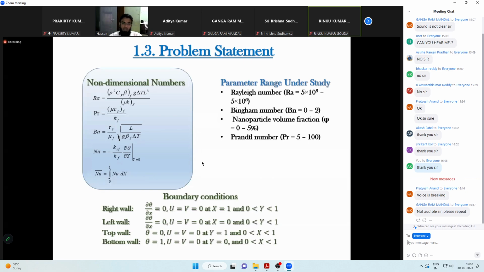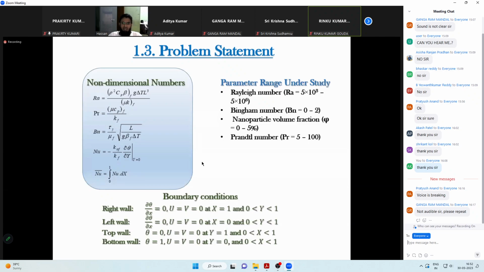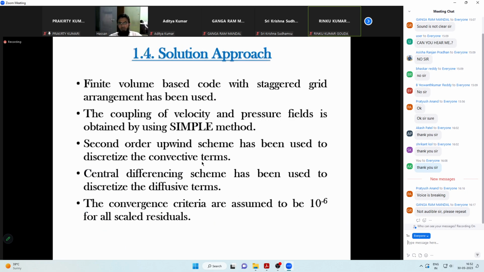Boundary conditions, taking the right, left, top and bottom boundaries, have already been discussed. At the top there is cooling, so theta is equal to 0. At the bottom there is heating, so theta is equal to 1. Whereas the right and left walls are thermally inactive, so d theta by dx is equal to 0.